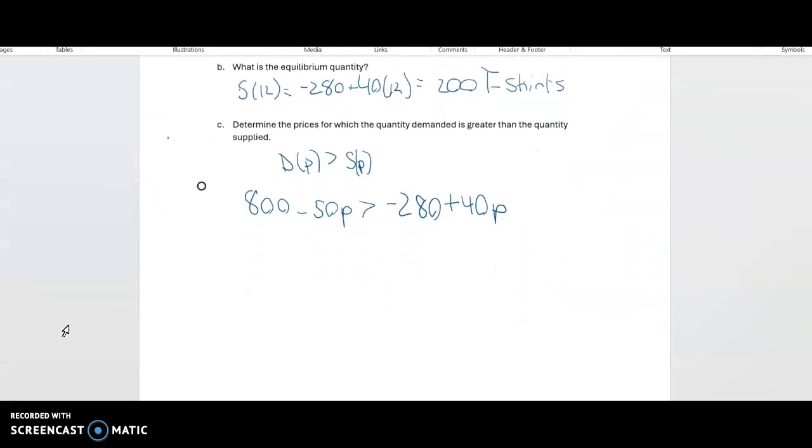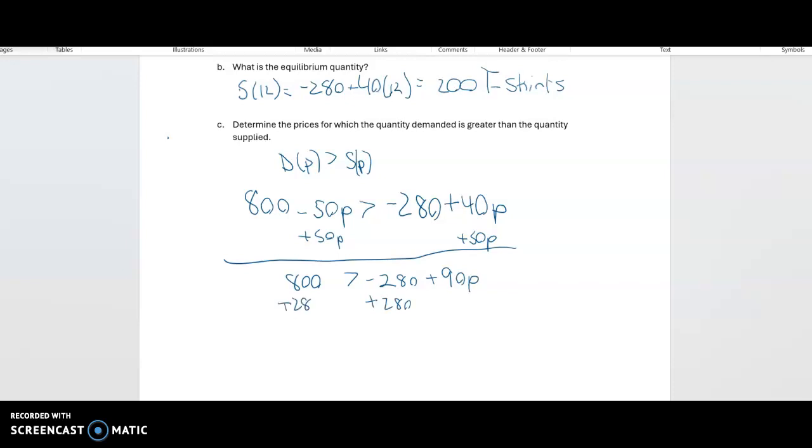All right, so I'm going to once again get all of the p's on one side and all of the plain numbers on the other side. So I'll add 50p to each side. I'll get 800 is greater than negative 280 plus 90p. And then I will add 280 to each side. And I'll get 1080 is greater than 90p. When I divide each side by 90, I'll get P is less than 12.